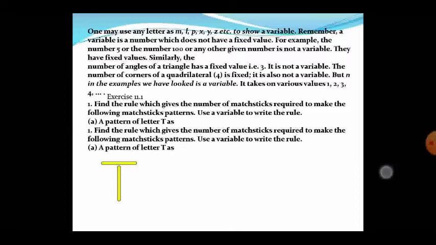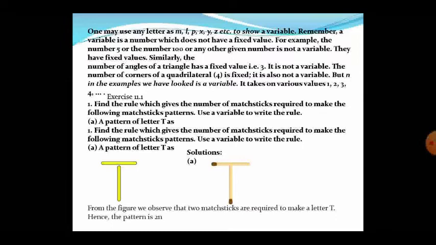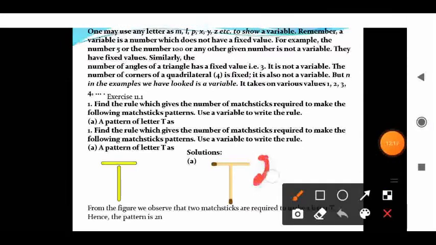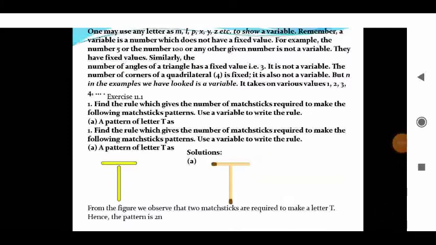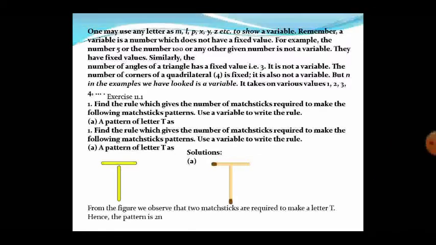There are only 2 matchsticks. If you arrange it using matchsticks, it is like this. See, you only need 2 matchsticks. What is the formula now? What is the rule now? 2 into N. You can write N, you can write P. From the figure we observe that 2 matchsticks are required to make a letter T, and the pattern is 2 into N.